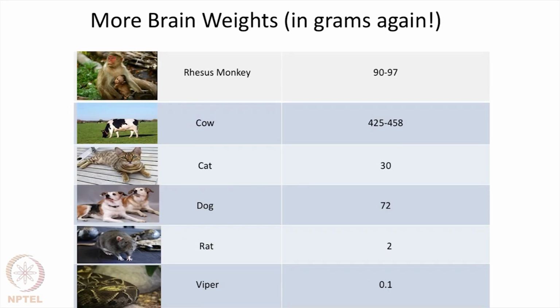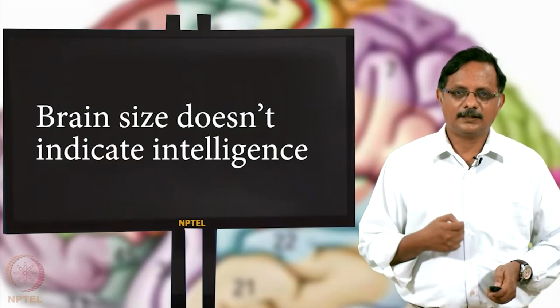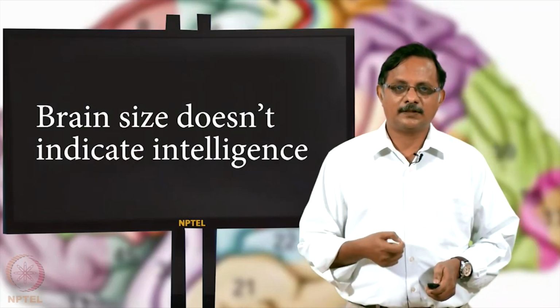Then a gorilla has about half a kilo brain. If you look at other monkeys, like the rhesus monkey has about 100 grams brain, and a cow has about half a kilo, a cat is 30 grams, and if you look at a viper, it has a very tiny brain, only 0.1 grams.